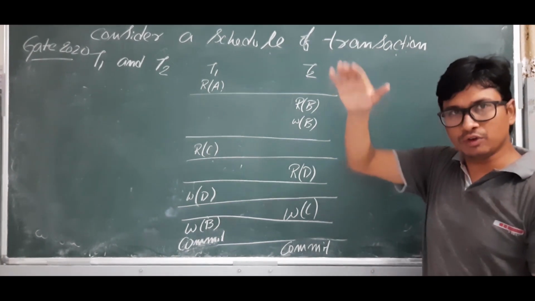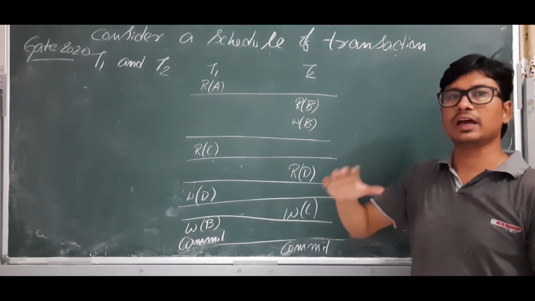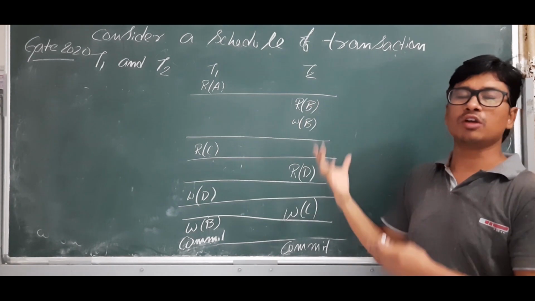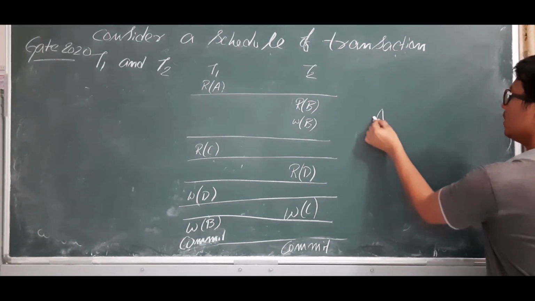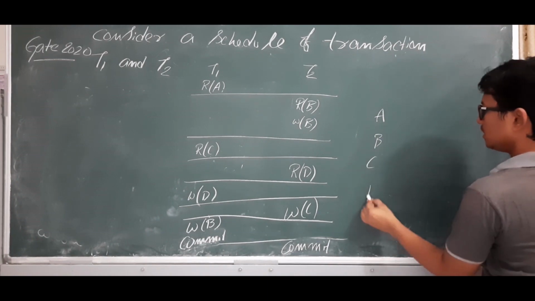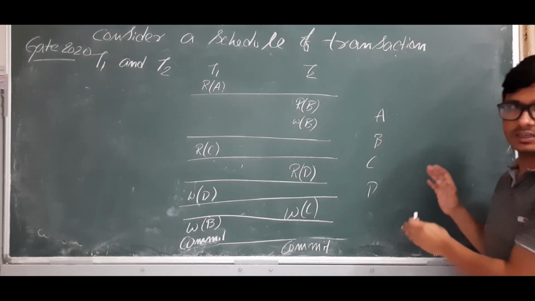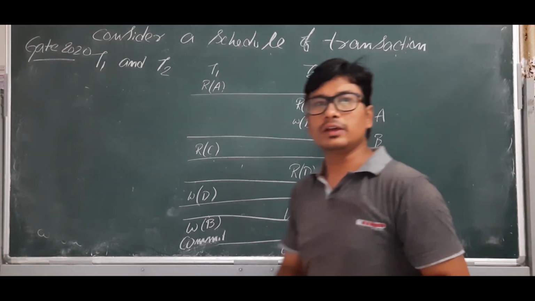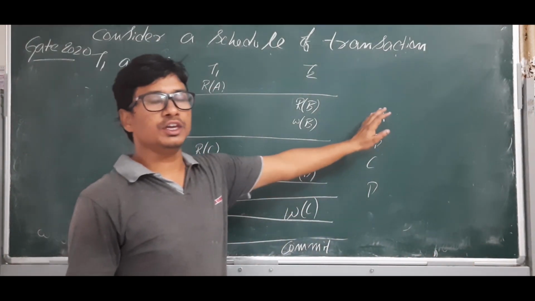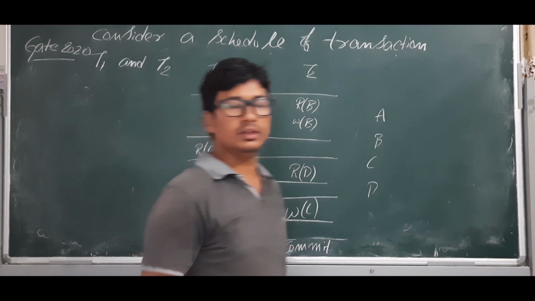They have given four options A, B, C, D, and they are asking what this schedule is conflict equivalent to. Option A is one schedule, option B is another schedule, and so on. They are asking: the given schedule is conflict equivalent to which schedule?